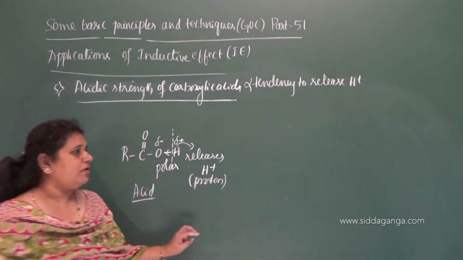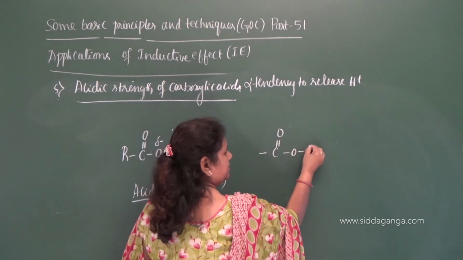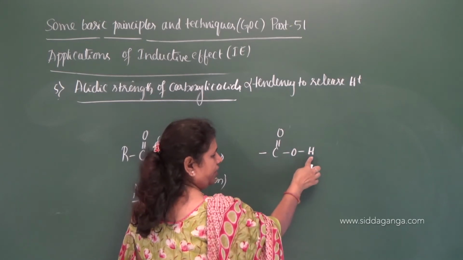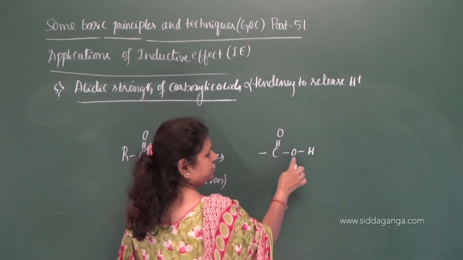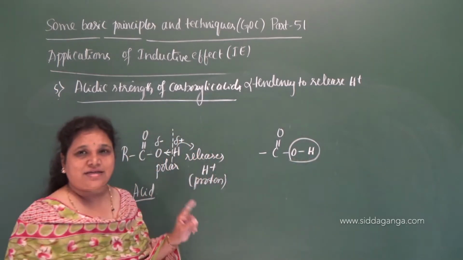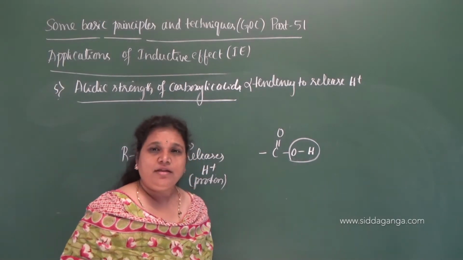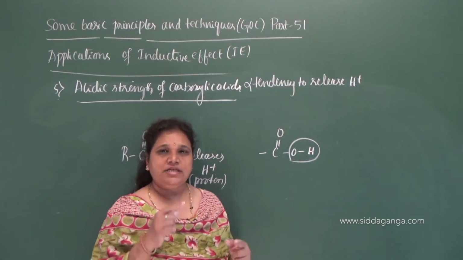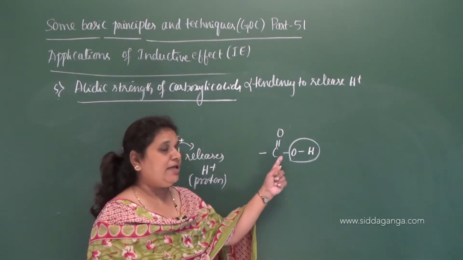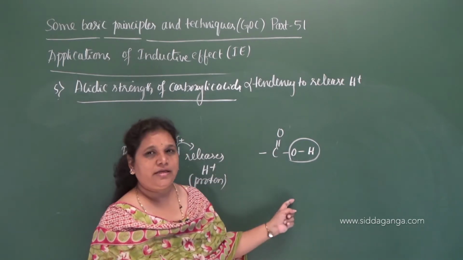That depends on what? This is the functional group and this is the bond, and it has to release the proton from this bond. So the tendency to release proton depends on the strength of this OH bond. When the OH bond is weak, then cleavage becomes easier and the proton release is more. Thereby it increases the tendency to release the proton, and acidic strength increases.